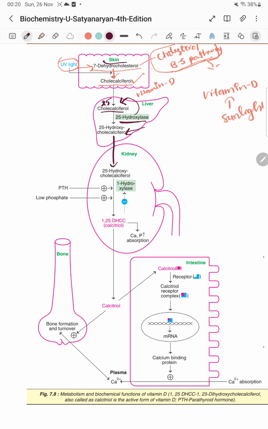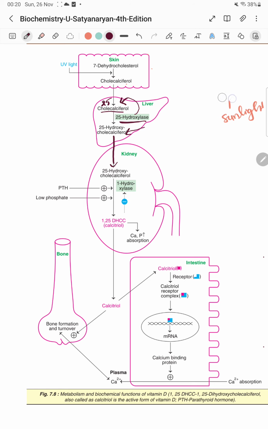We're done with the synthesis part. How vitamin D is synthesized we have seen. By the action of UV light, 7-dehydrocholesterol is converted to cholecalciferol in the skin, and that will be transferred to the liver. Cholecalciferol is converted to 25 hydroxycholecalciferol by the 25 hydroxylase enzyme in the liver, and that is transferred to the kidney. In the kidney, 25 hydroxycholecalciferol is converted to 1,25 dihydroxycholecalciferol, or calcitriol, by the enzyme 1-hydroxylase. And now vitamin D is synthesized.